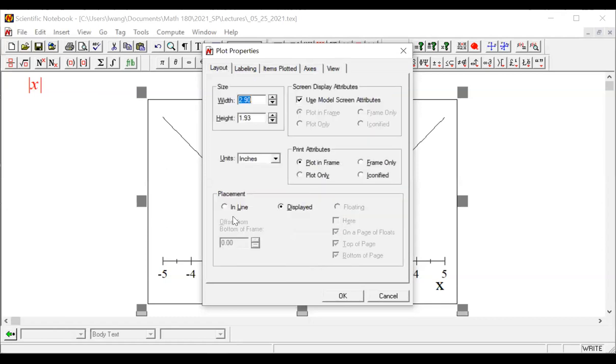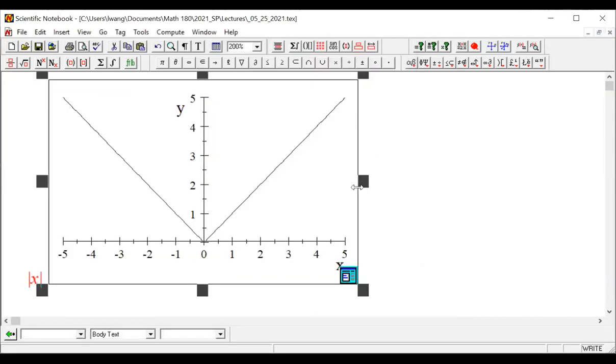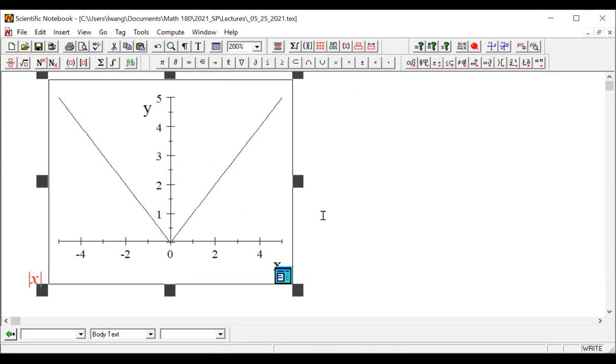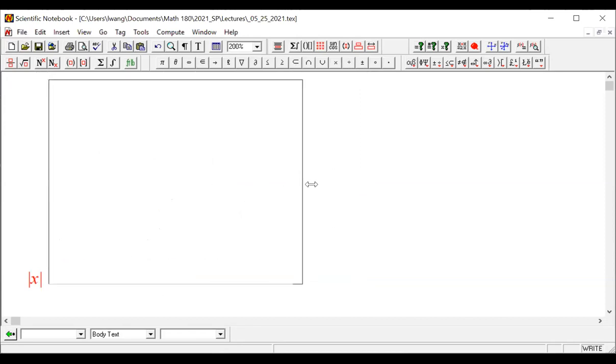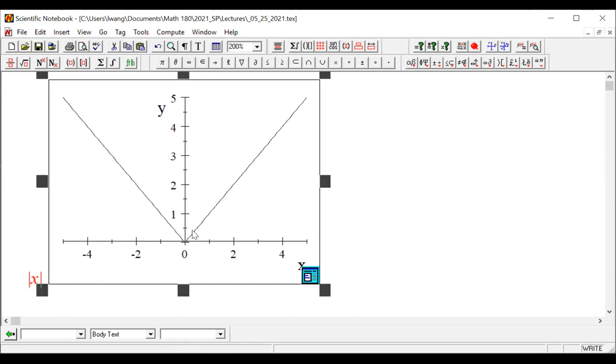Okay, so let me bring it to a size that's manageable. Right? There's two pieces. This piece is y equals x. And this other piece is y equals negative x. And there's a 0. 0 can go either side.